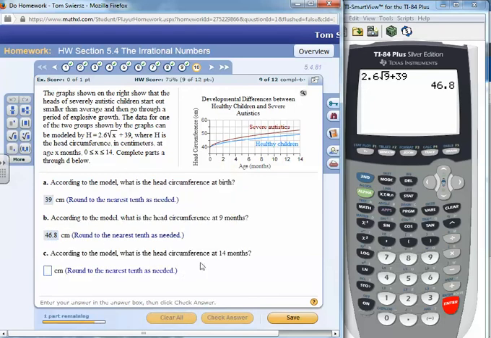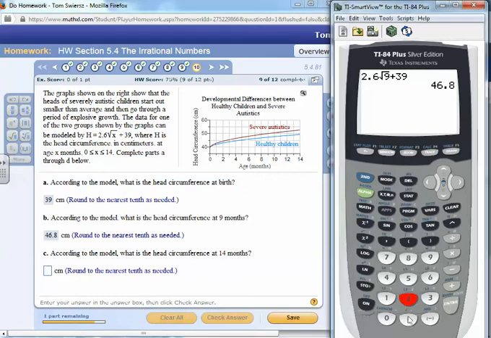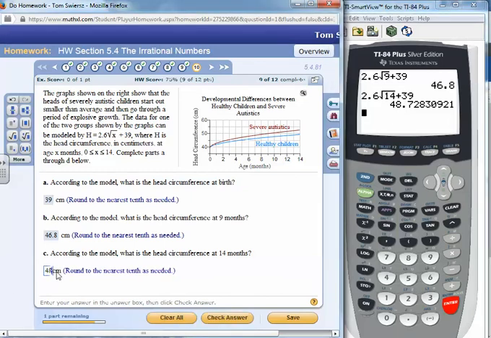According to the model, what is the head circumference at 14 months? The model is the formula. So again, we would use 2.6 times the square root of the number of months. In this case, it's 14. Get out of the square root, so you use the right arrow, and then the formula finishes with plus 39. And we would get 48.728, which to the nearest tenth, 1 decimal place, is going to be 48.7.